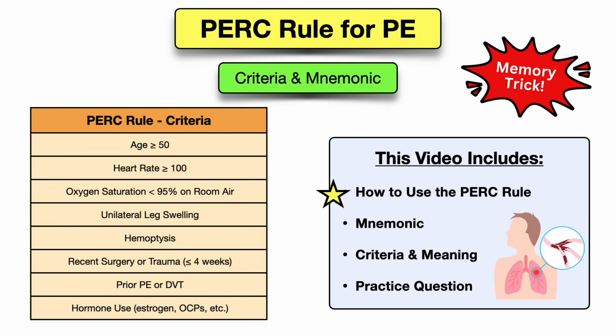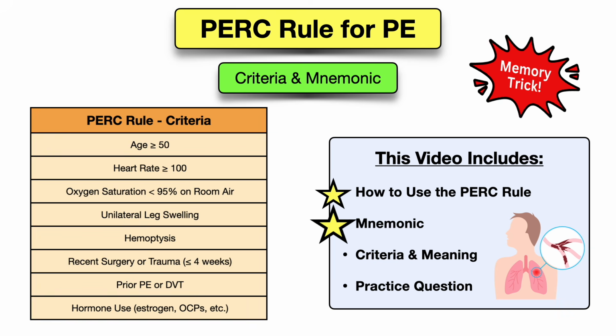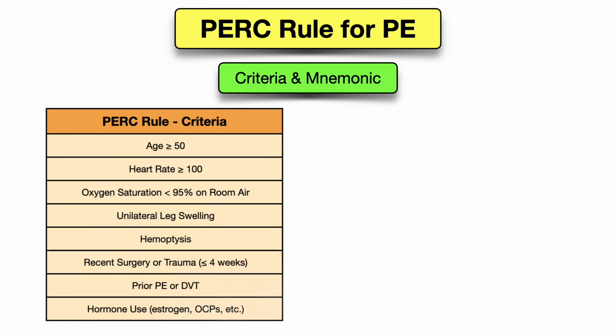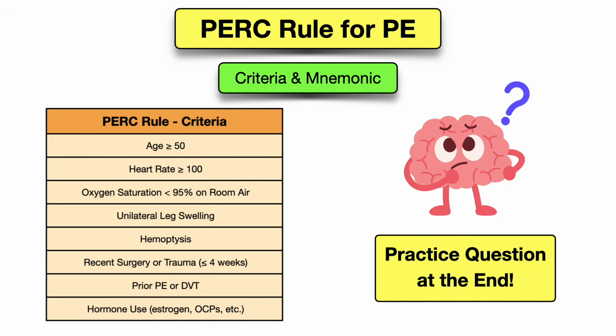In this video, we're going to talk about how to use the PERC rule for pulmonary embolism, or PE, and what the criteria mean. You'll also learn a simple mnemonic to remember the PERC rule criteria. And by the end of this video, you'll know everything in this PERC rule table. There's a practice question at the end, so make sure to watch the entire video.